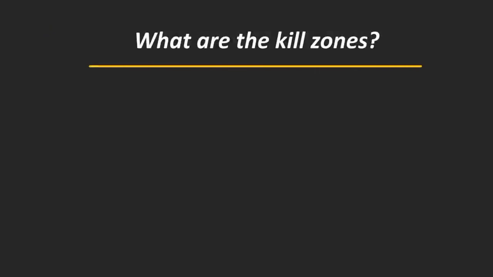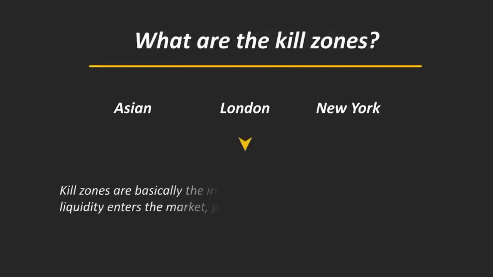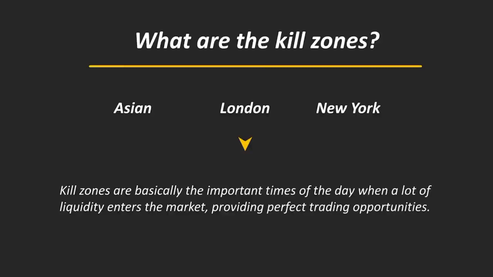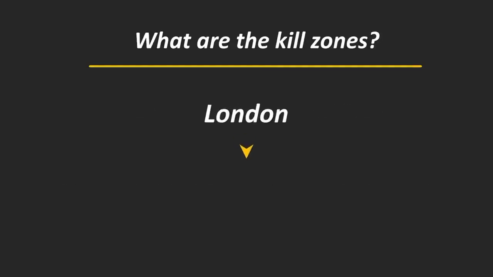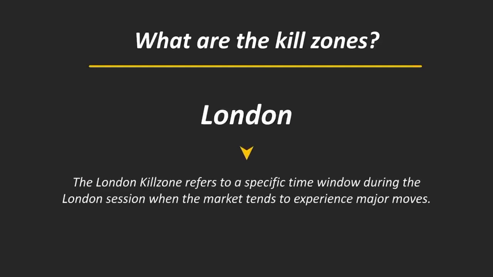What are the kill zones? Kill zones are basically the important times of the day when a lot of liquidity enters the market, providing perfect trading opportunities. In this video, we're exclusively focusing on the London kill zone. The London kill zone refers to a specific time window during the London session when the market tends to experience major moves. But first, how to identify the London kill zone on the chart?